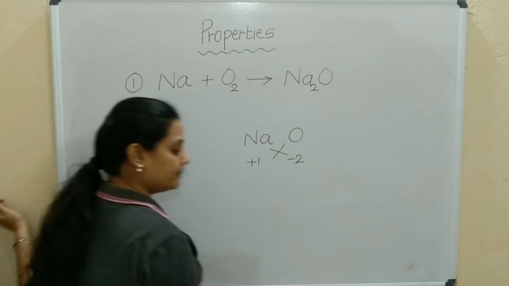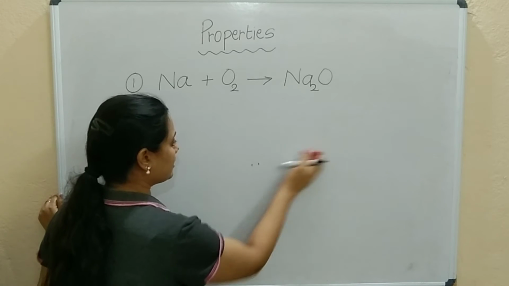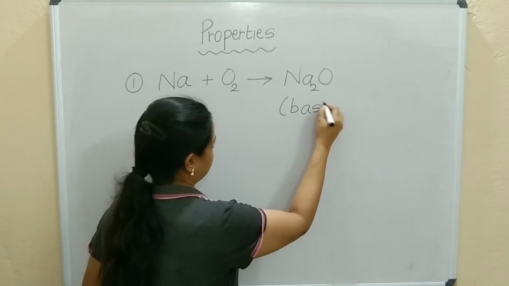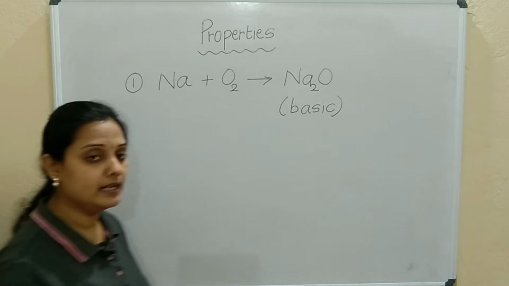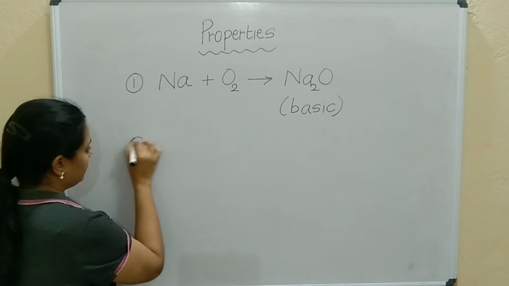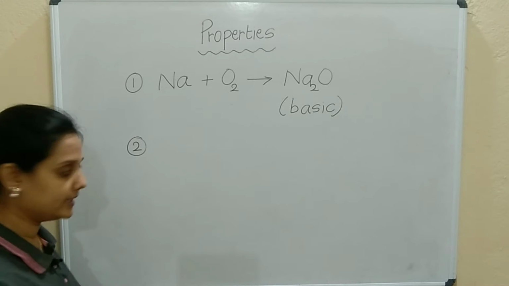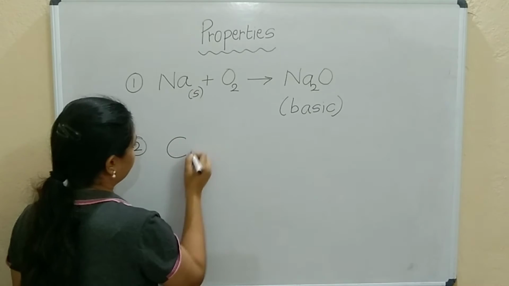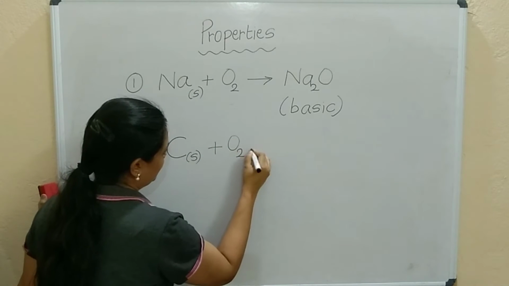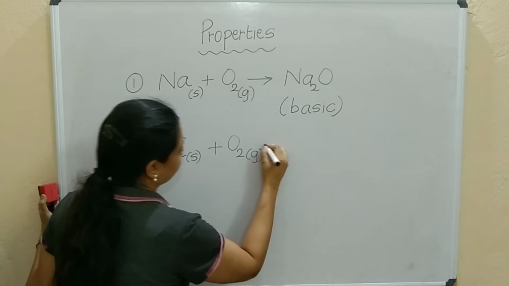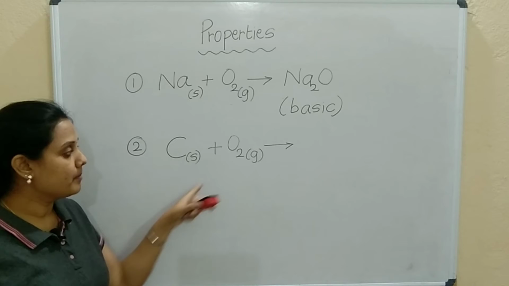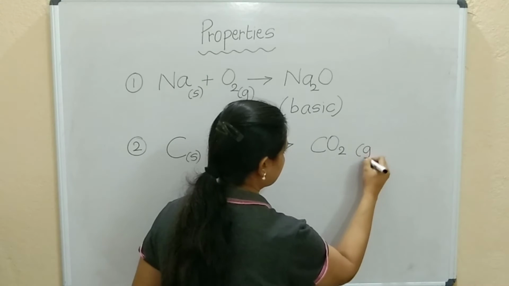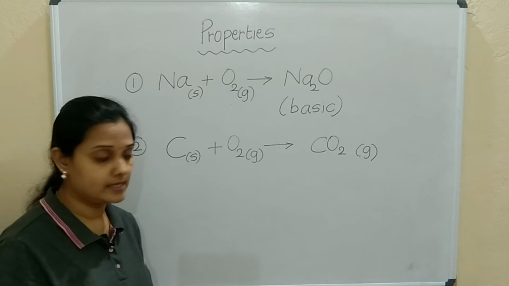The nature of the metal oxides will be basic. Always metal oxides, they are basic in nature. Let's check the next reaction with non-metals. So non-metals, a simple example, carbon, which is a non-metal solid, plus O2, G, that is a gas form. What it will form? Carbon combines with oxygen, it will form CO2. Correct? Again it is a gas. CO2 gas it is forming.